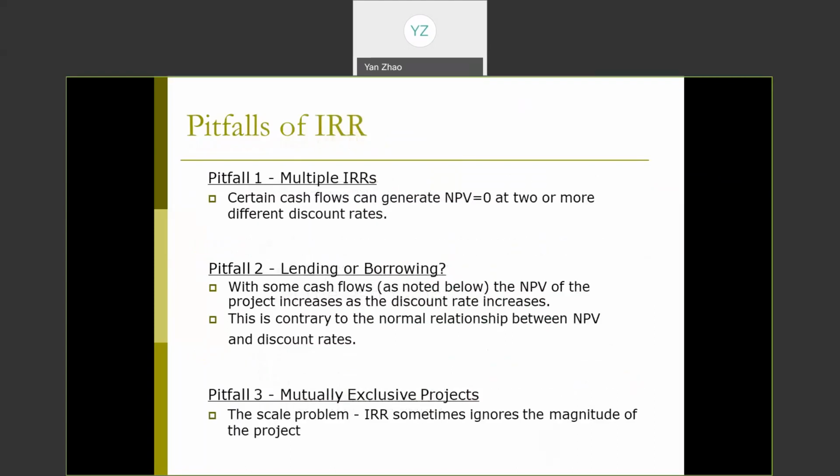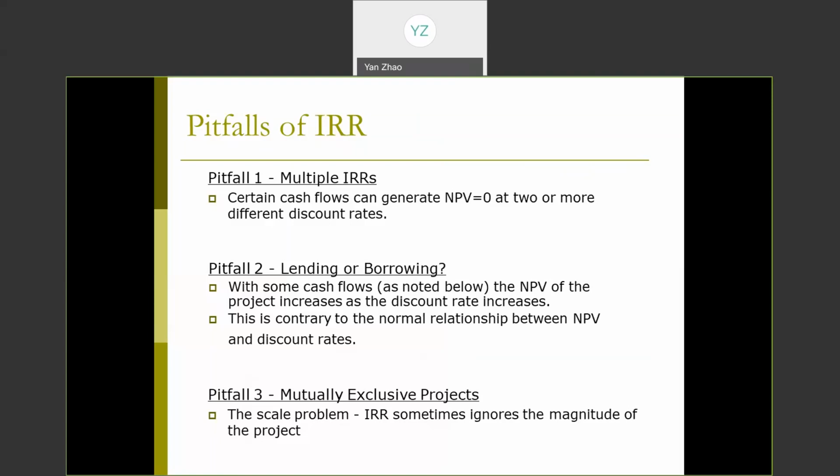But we also have some pitfalls of internal rate of return. The first one is multiple internal rates of return. Some projects could have more than one internal rate of return, meaning two or more different discount rates. The second one is that it doesn't differentiate lending or borrowing. Finally, for mutually exclusive projects, you can't really use internal rate of return.